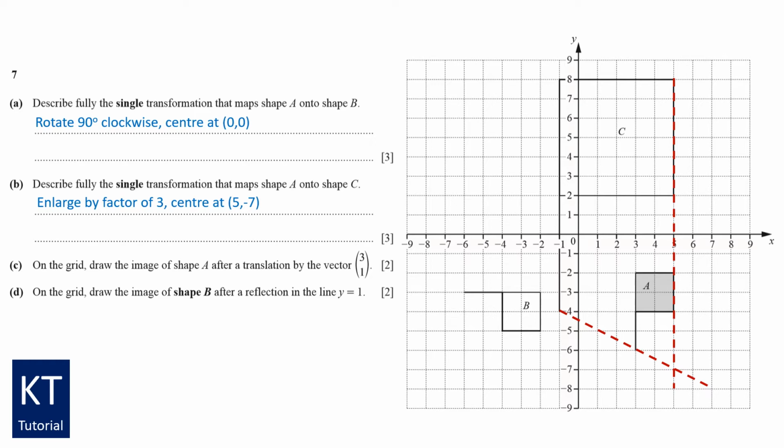Question 7c. On the grid, draw the image of shape A after a translation by the vector (3, 1). The translation would see the image moving 3 grids to the right and 1 grid up. Question 7d. On the grid, draw the image of shape B after reflection in the line y equals 1. The required image is as shown on the top left of the grid.